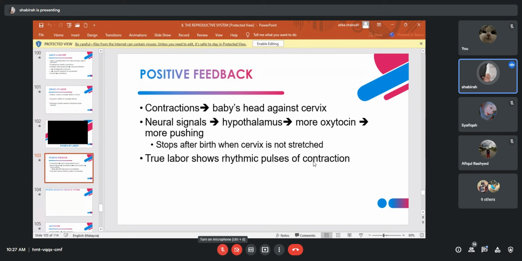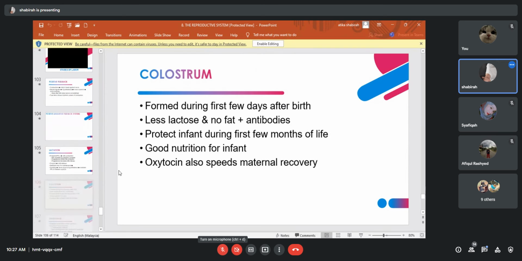So maksudnya masa berlakunya contraction ni, berlakunya contraction ni bila baby nak keluar. So after baby dah keluar, contraction ni pun tak ada lah. So contraction ni berlaku semasa labor lah.